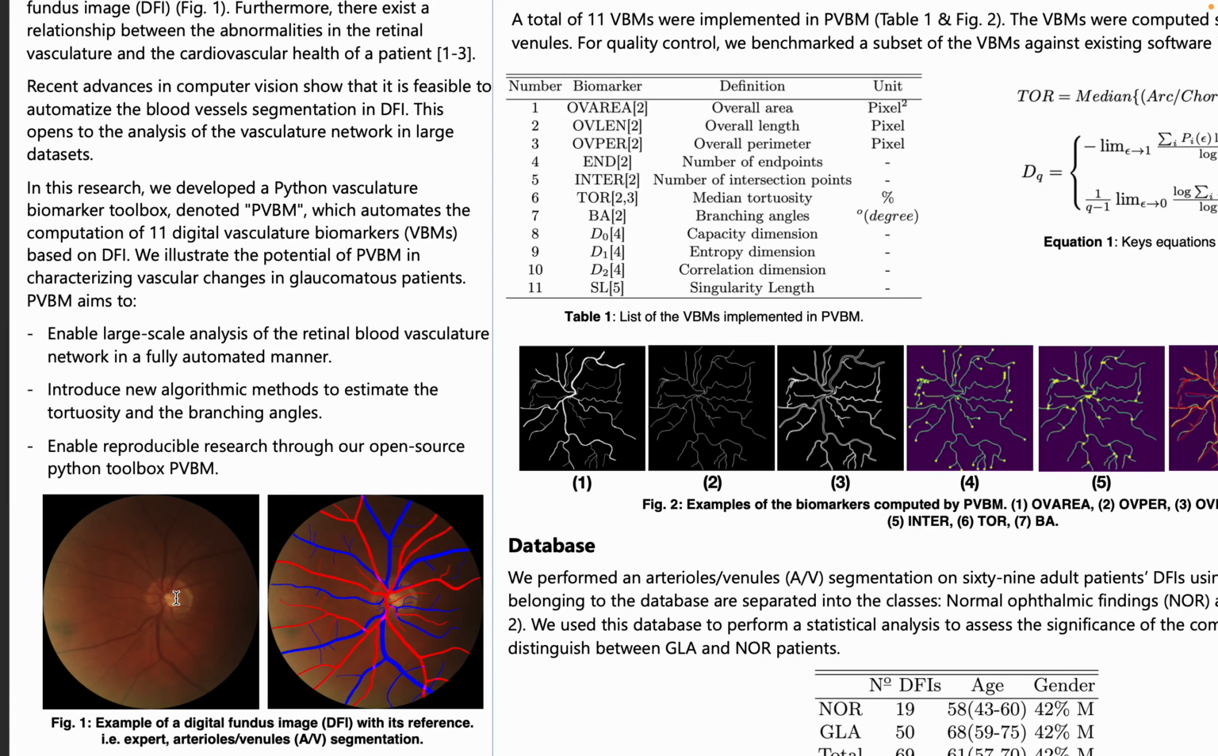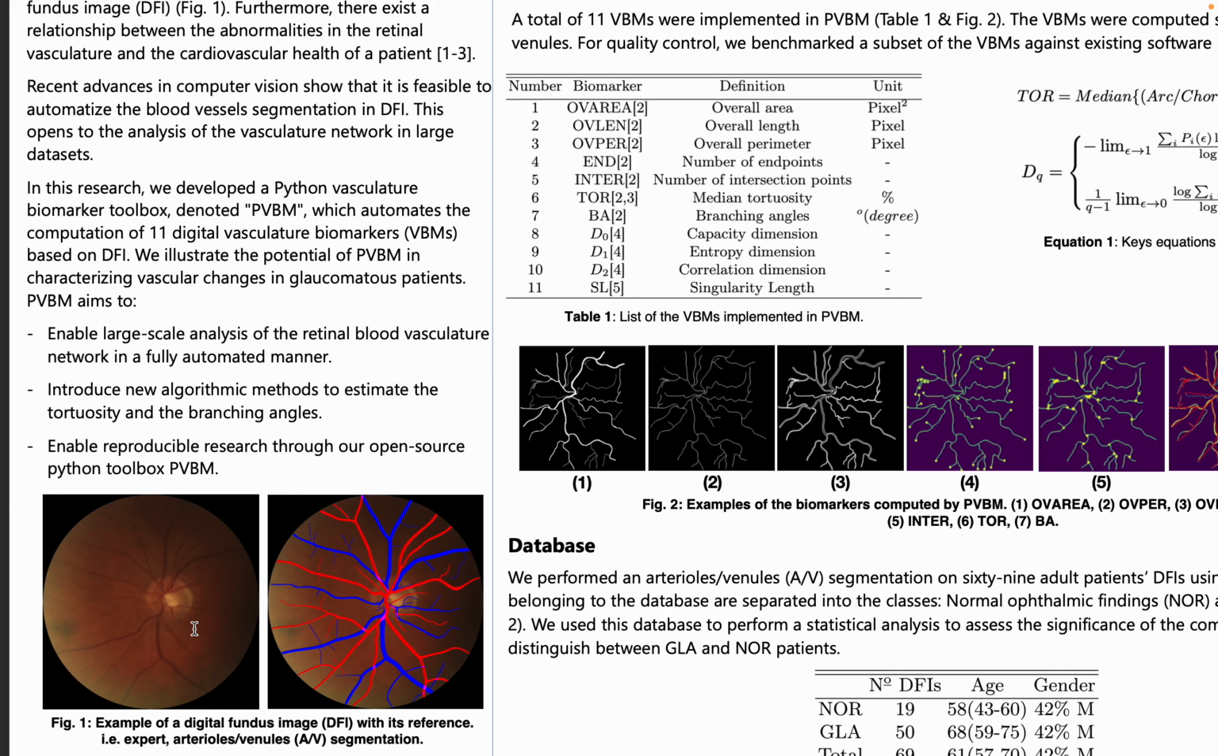Furthermore, we know that a relationship exists between abnormalities in the vasculature of your eye and some cardiovascular pathology of a patient. Recent advances in computer vision show that it is feasible to automate blood vessel segmentation in DFI. For instance, in the right panel of figure 1, you can see some manual arteriovenous segmentation from the DFI. We think that in the near future it will be possible to do accurate and reliable automatic arteriovenous segmentation based on the DFI.